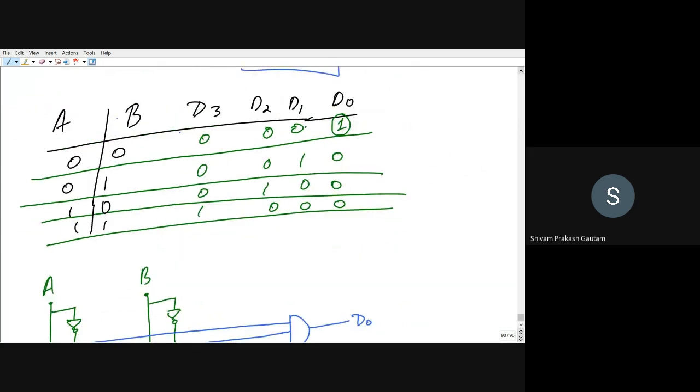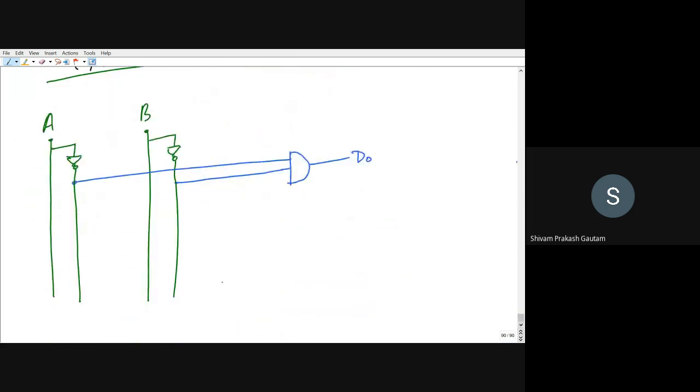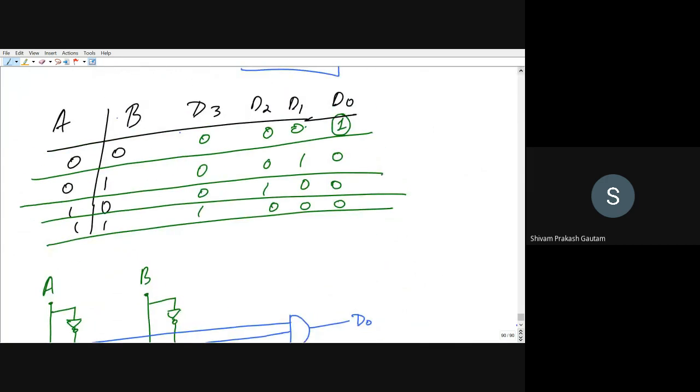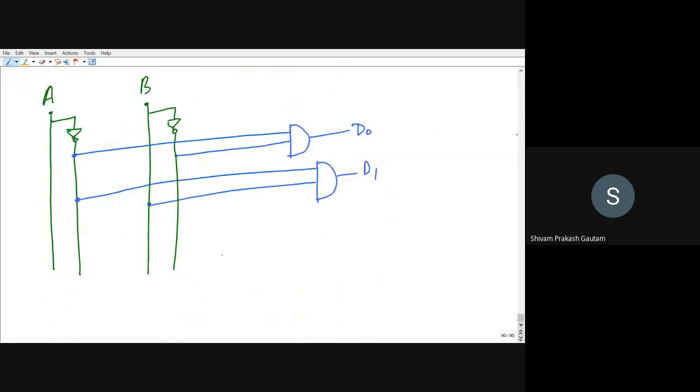Secondly, if you see D1, for D1, A is equal to 0, B is equal to 1. A is equal to 0 means I can take it from here, and B is equal to 1, that means I can take it from here, pass it through an AND gate. This will be equal to D1. Next will be D2. For D2, A is equal to 1, B is equal to 0. A is equal to 1, I can take it from here, and B is equal to 0, I can take it from here, pass it through here. So this will be D2.